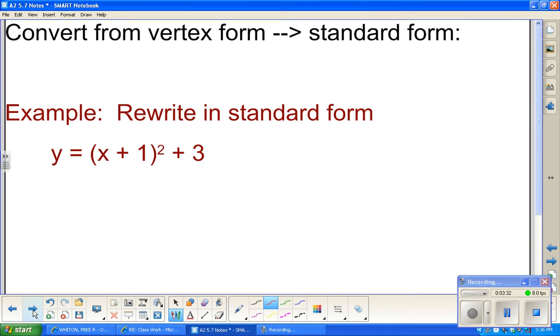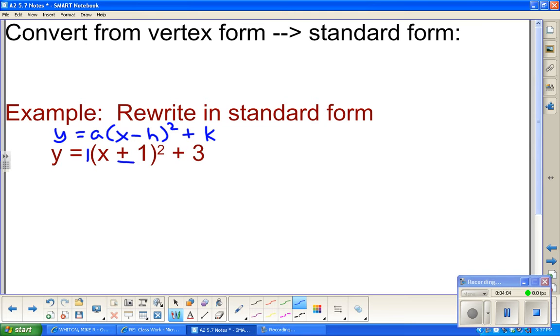Let's convert this. It's given to us in vertex form. You can tell it's vertex form because again it has the x minus something in parentheses squared, and then it has that plus k on the outside. It just doesn't happen to show an a value, but we know if there's nothing there that the a value is 1. So in this case, the h would be actually negative 1.